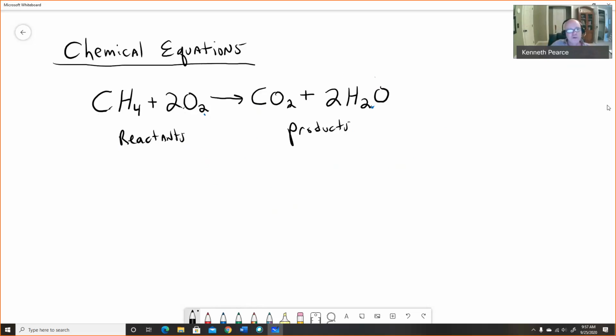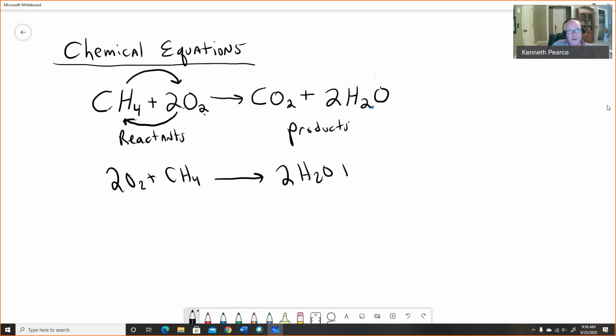Now, it doesn't matter about the order here either. You can switch the order around and it's the exact same equation. So, for instance, we could write this equation as 2 O2s plus CH4. And we could also reverse the right-hand side, the products over here. So it doesn't matter. Order doesn't matter.